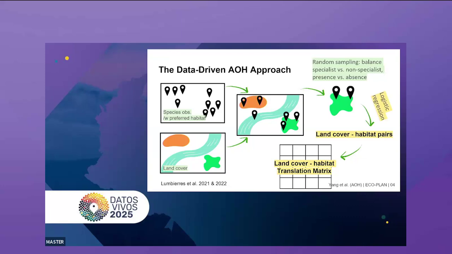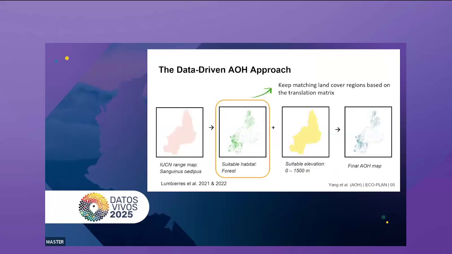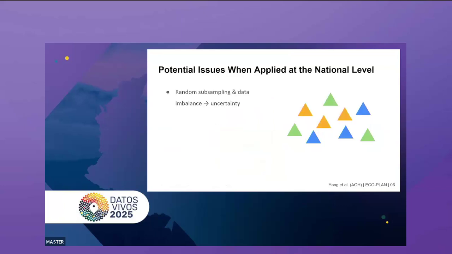So at the end, we can arrive at a land cover habitat translation matrix for all land covers and all habitats. And then we can use this translation matrix to create this really important suitable habitat mask in assisting our AOH generation process. Well, the global approach has been very effective and very helpful in a lot of use cases.